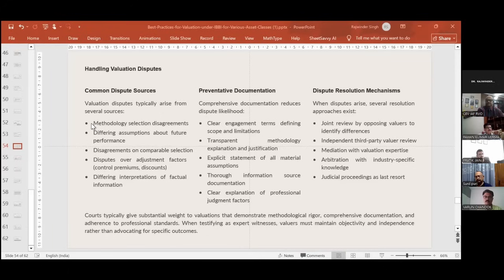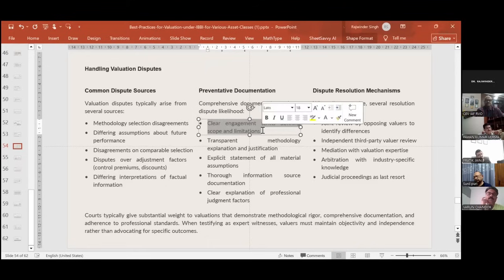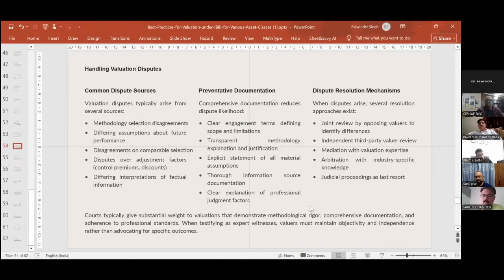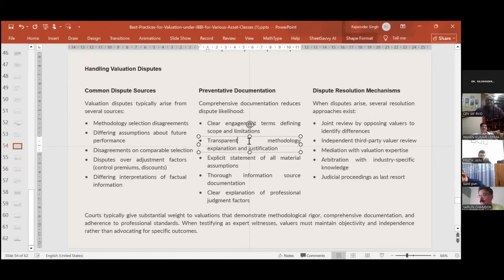First thing is you must have preventive documentation. Comprehensive documentation reduces the likelihood of disputes. First, you must have clear engagement terms defining the scope and limitations. This is an important thing. Whenever you are entering into a new assignment, please do have a clear engagement letter which gives you complete details about the terms and conditions, scope and limitations. Then you must apply a transparent methodology with proper explanation and justification.